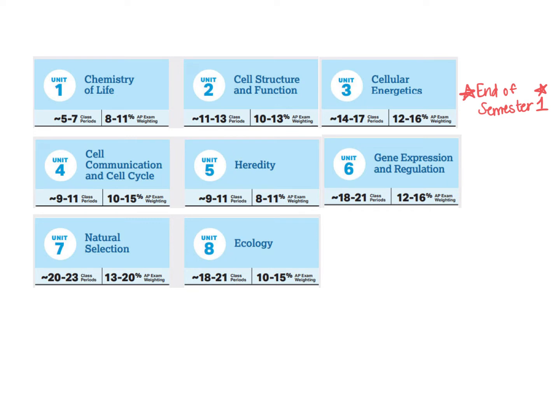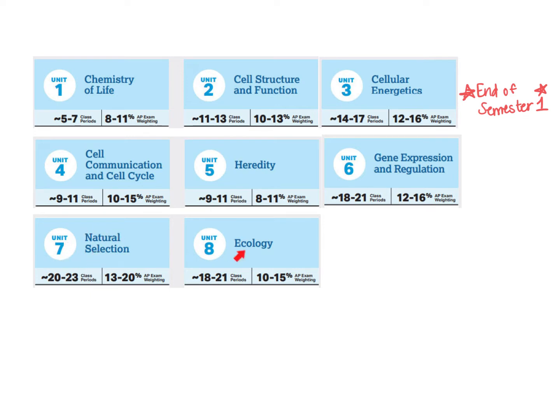Semester 2 starts with the cell cycle, then moves on to heredity. This is Mendelian and molecular genetics, although we focus heavily on Mendelian here, and then molecular genetics in Unit 6. And then we end with natural selection, which is Unit 7.